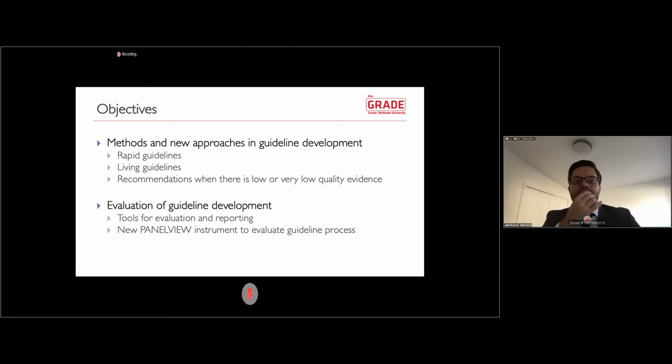And our objectives for today are to cover methods and new approaches in guideline development. And I'd like to highlight in this presentation methods for rapid guidelines, living guidelines, making recommendations when there's low or very low quality evidence, and then get into evaluation of guideline development, including tools available for evaluating guideline methods and processes and reporting of guidelines, as well as the new PANELVIEW instrument that can be used to evaluate the guideline process.